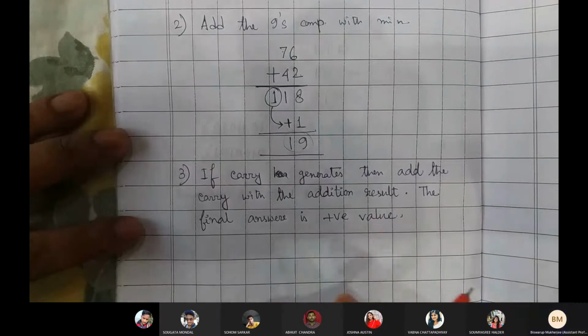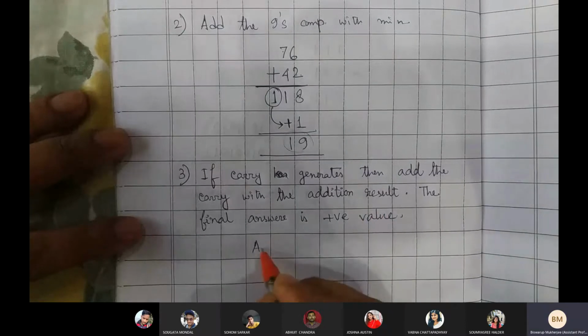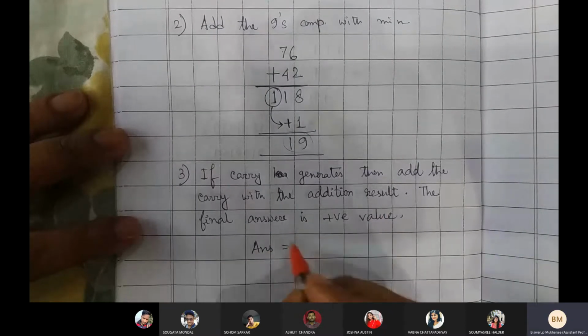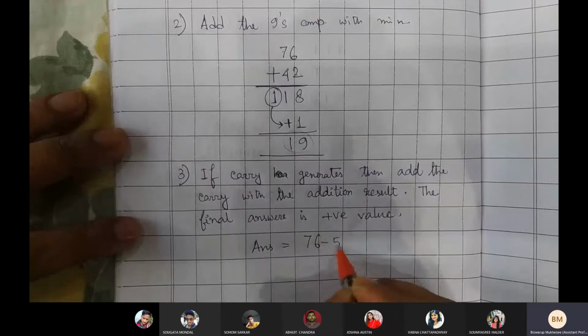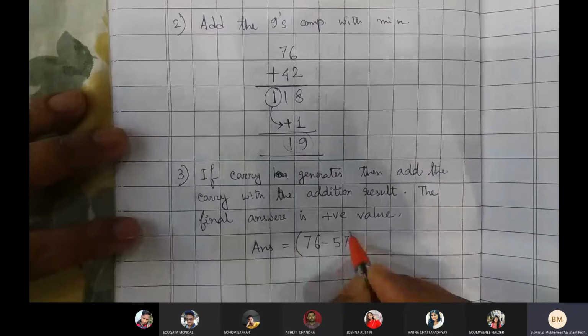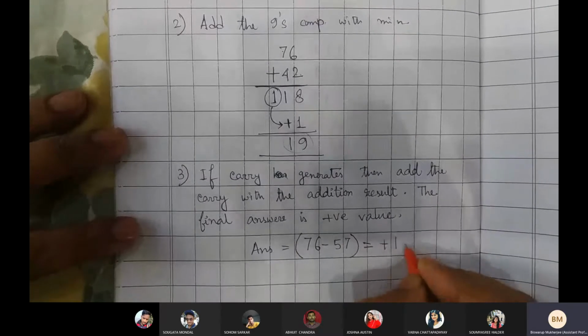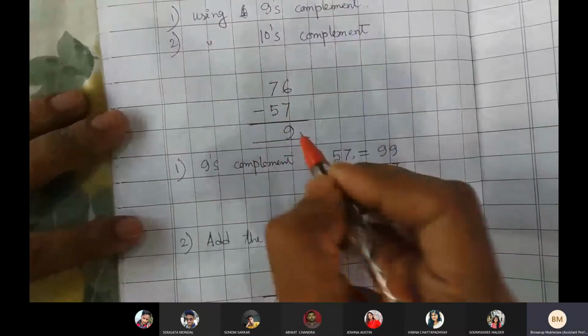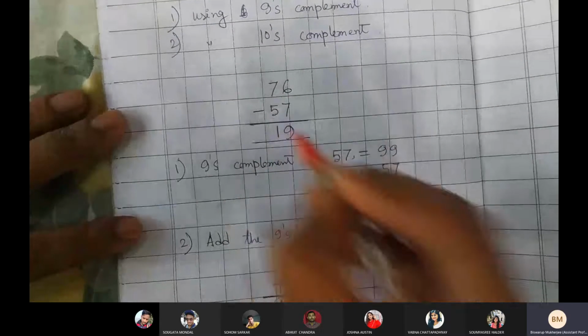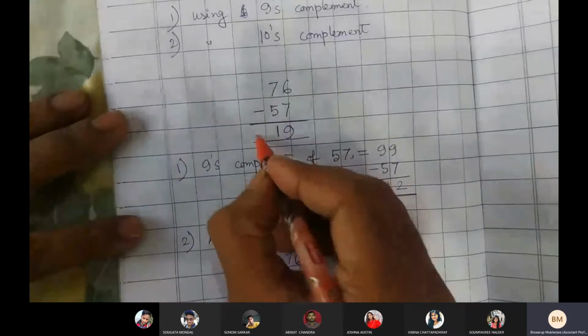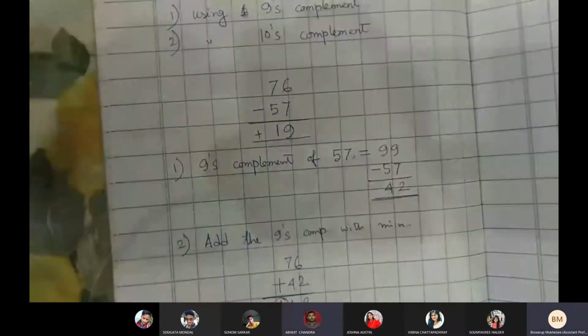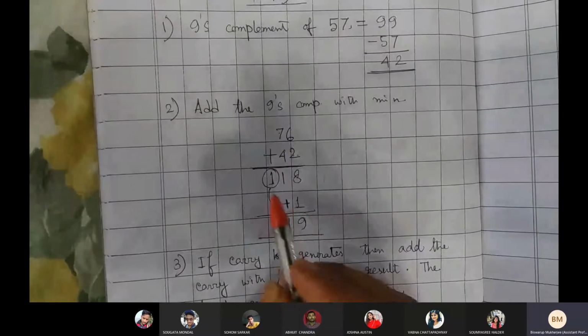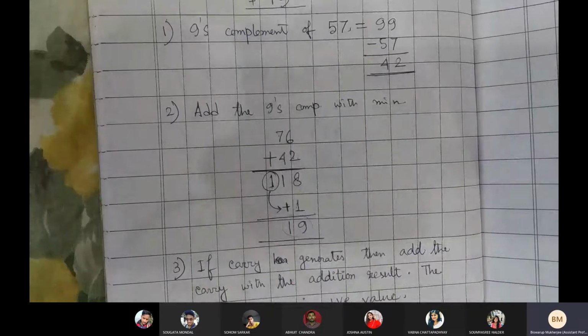Okay. So my answer is equal to 76 minus 57 is equal to plus 19. You can check it out. So this is 9 and this is 1, right? Answer is positive, right? So if carry generates, add the carry with the main number.